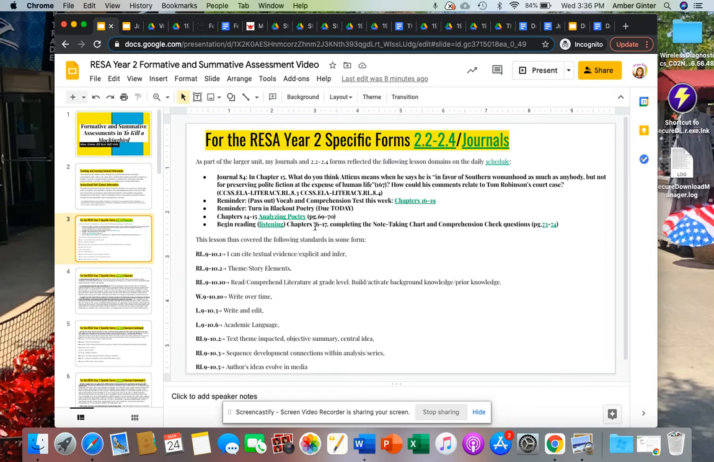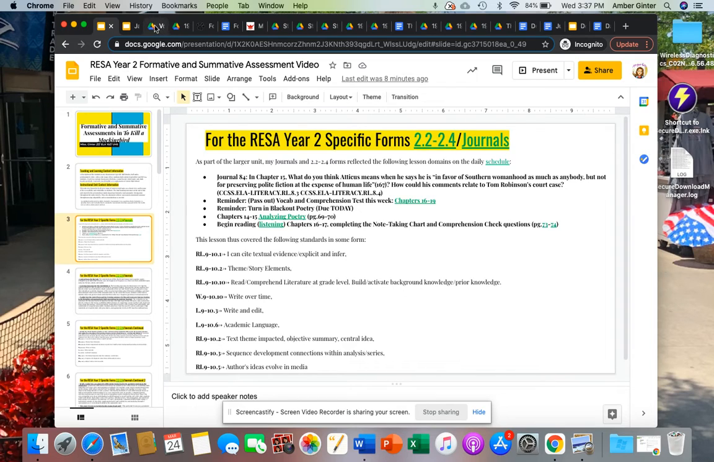This lesson covered RL 9 to 10.1, 9 to 10.2, 9 to 10.10, writing 9 to 10.10, for language 9 to 10.3 and 10.6, and RI was 10.2, 3, and 5. I always list those on the board in ways that the students can understand, so the student should be able to. You can read over these, pause the video. It tells you all the information that I covered.